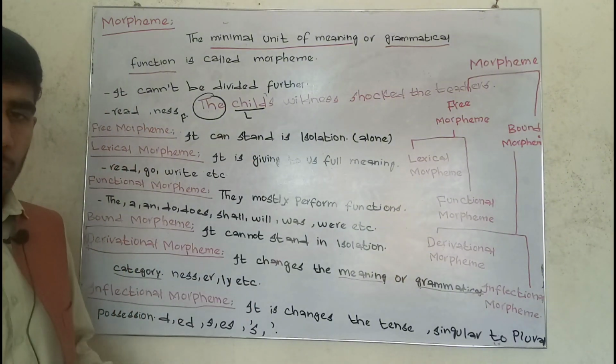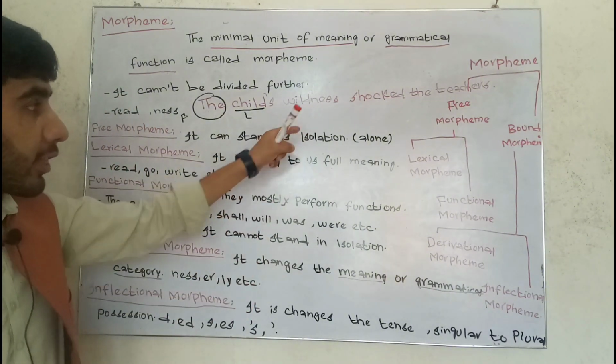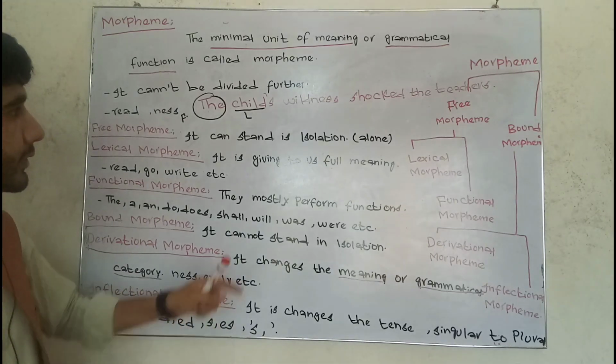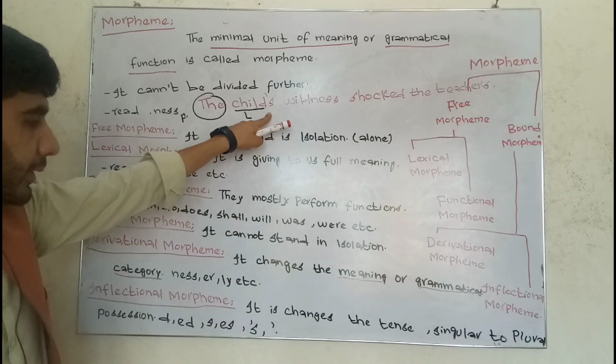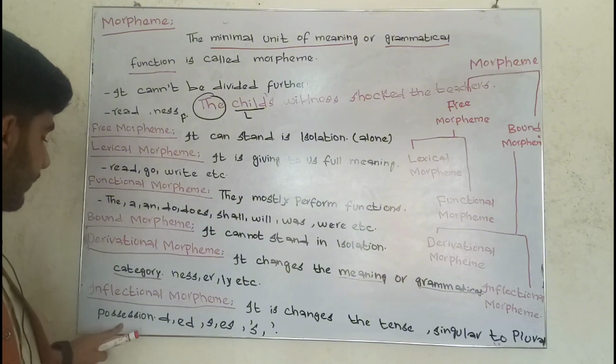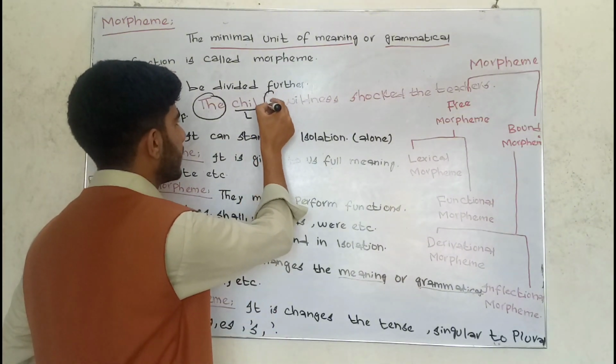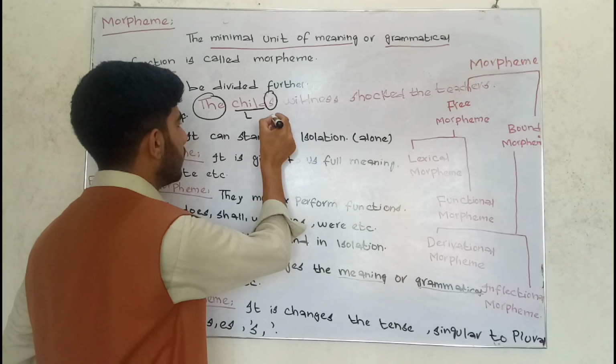Apostrophe s is showing us position. It means the wildness of the child. So the apostrophe s, which we are studying, is an inflectional morpheme.